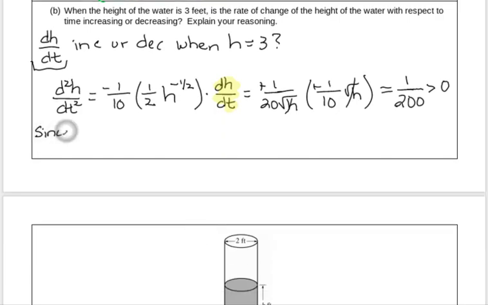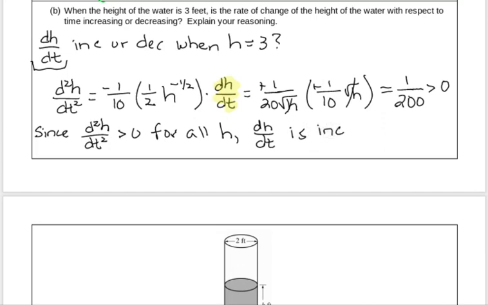So since d2h dt squared is greater than 0 for all h, dH dt is increasing when h equals 3.